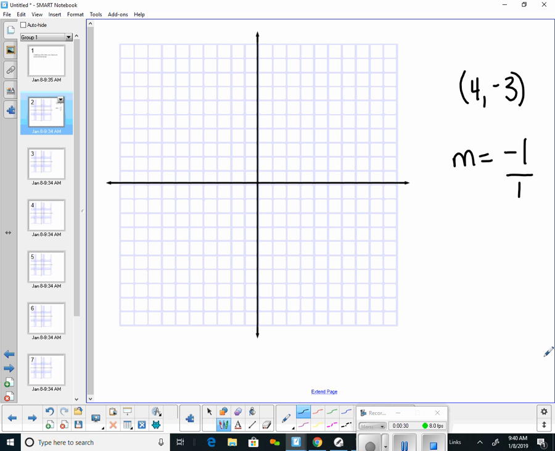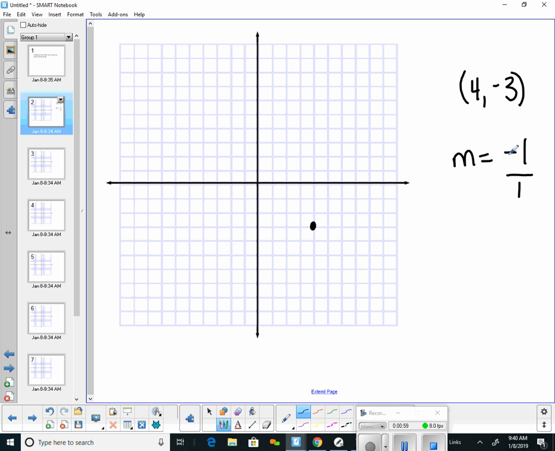Okay. Second thing you need to do is graph the point that you already have. So we're going to put a dot on (4, -3). Remember, we're going to start at our origin. We're going to go to +4, and then -3 means we're going to go down. So here's my point. Okay. Now we're going to use our slope to create more points. You need to create at least 5 points if you have room on your graph.